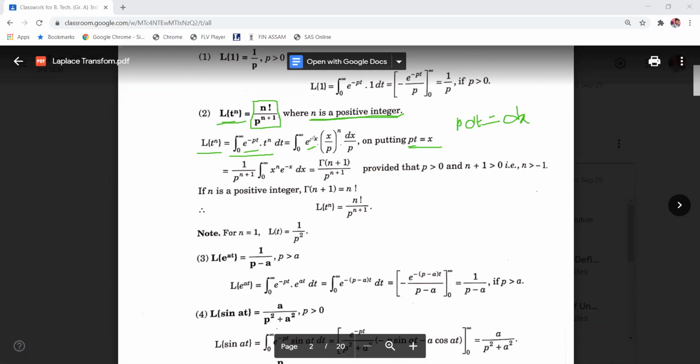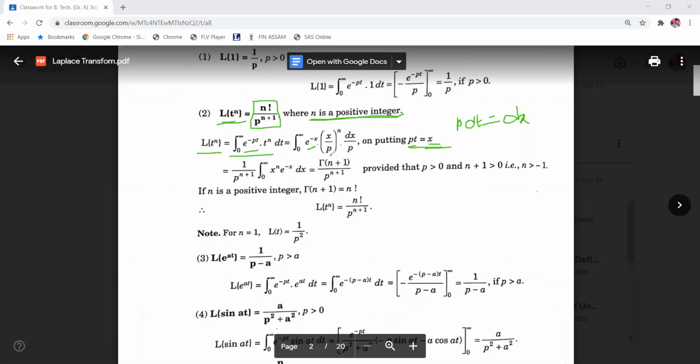Now you have to check the limits of integration. They will remain the same, because when t is 0, you get x equal to 0, and if you put t equal to infinity, you get x equal to infinity. So the limits of integration will remain the same.